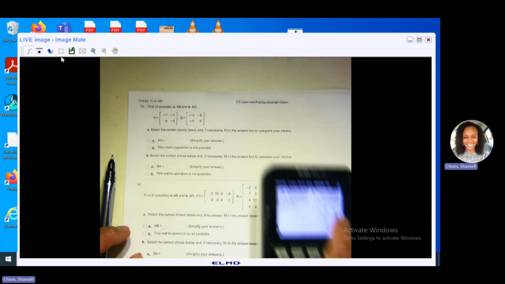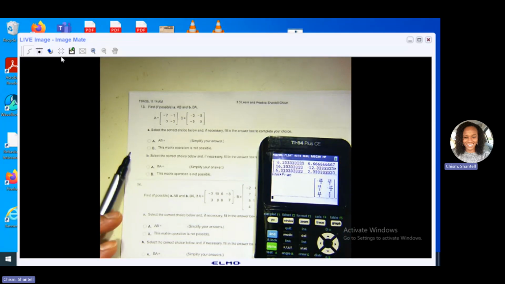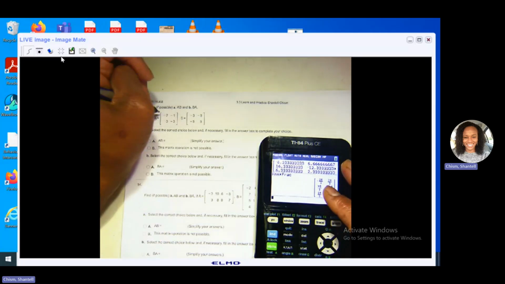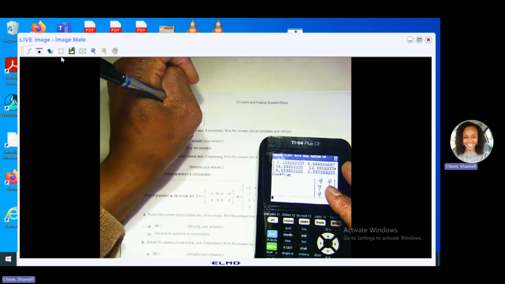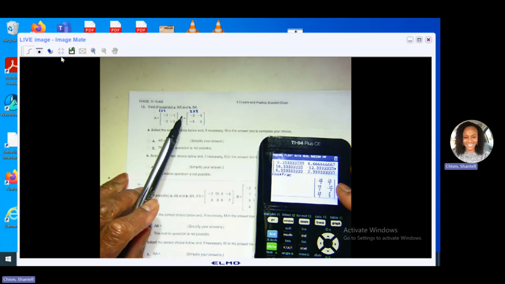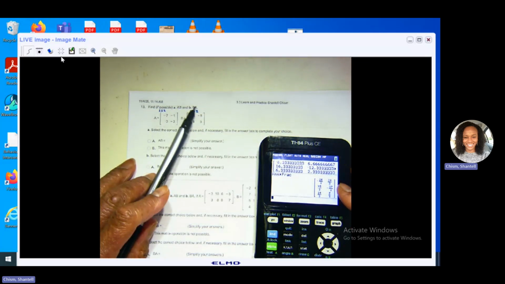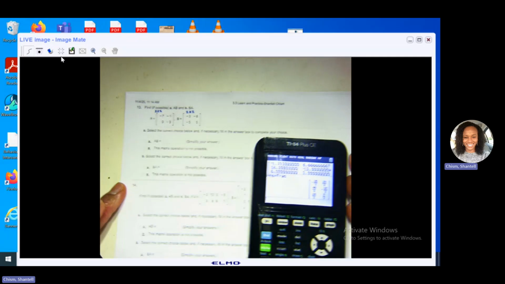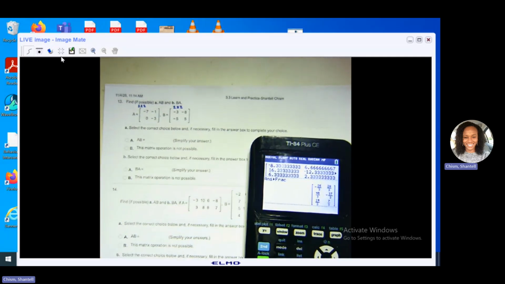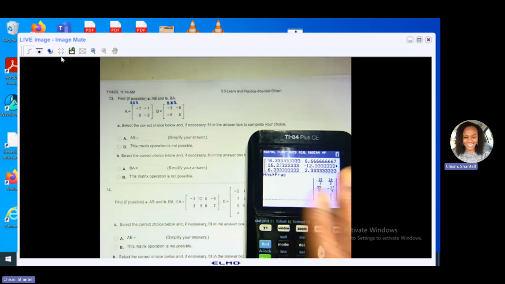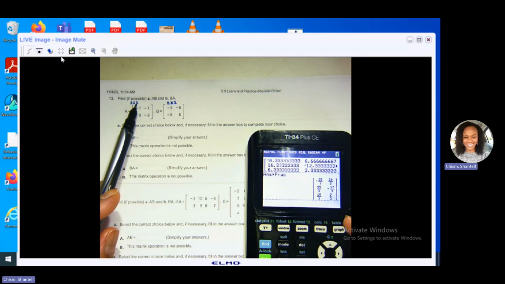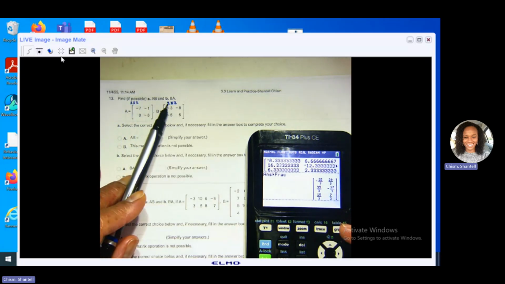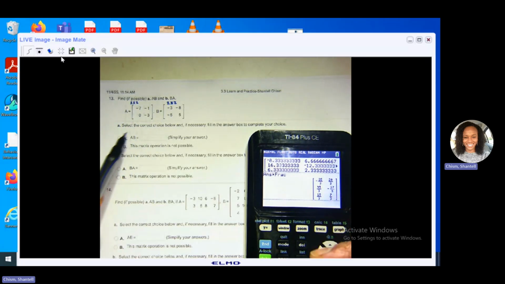I'm going to show you this on the calculator as well. So this is a 2 by 2, and this is a 2 by 2. So the products AB and BA are both possible because they are the same size. So whether I switch it or not, I'll get the same number of columns here. It will match the same number of rows here. So AB is possible, and so is BA.